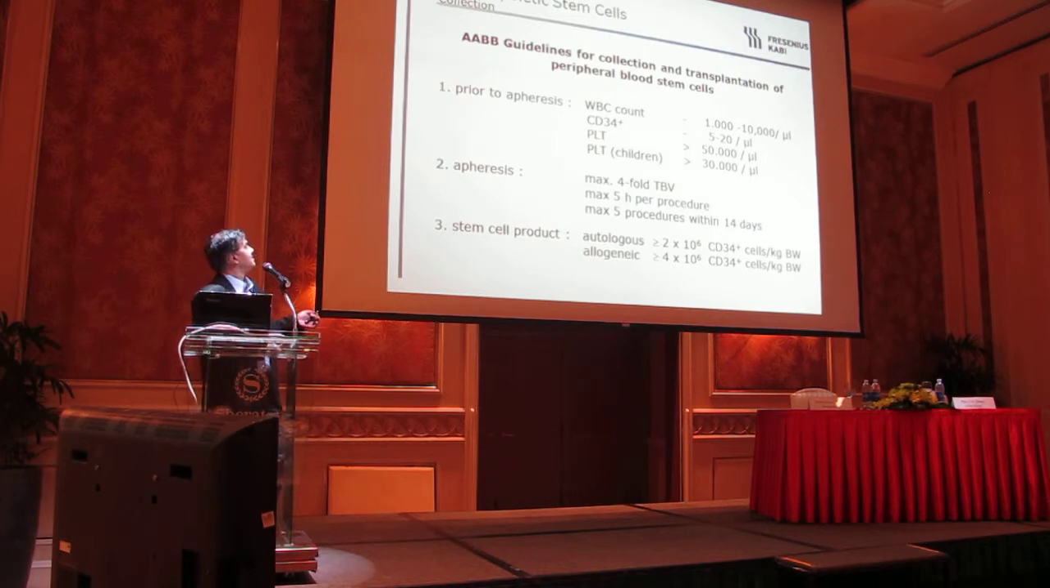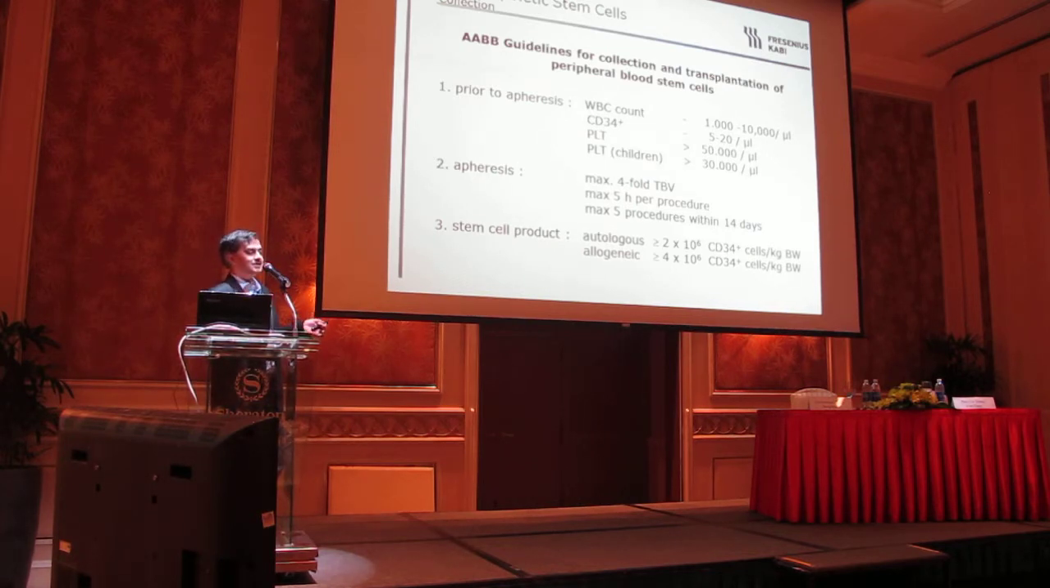The guidelines of ABB for doing apheresis to collect stem cells: the WBC count should be in the range of 1000 to 10,000 per microliter. The CD34 cell count should be anywhere above 5 to 20 per microliter. Anyone less than 5 is considered a poor mobilizer. The platelet count of the person undergoing apheresis should at least be 50,000 so that he doesn't need platelets immediately. And the platelet count in children should be more than 30,000.